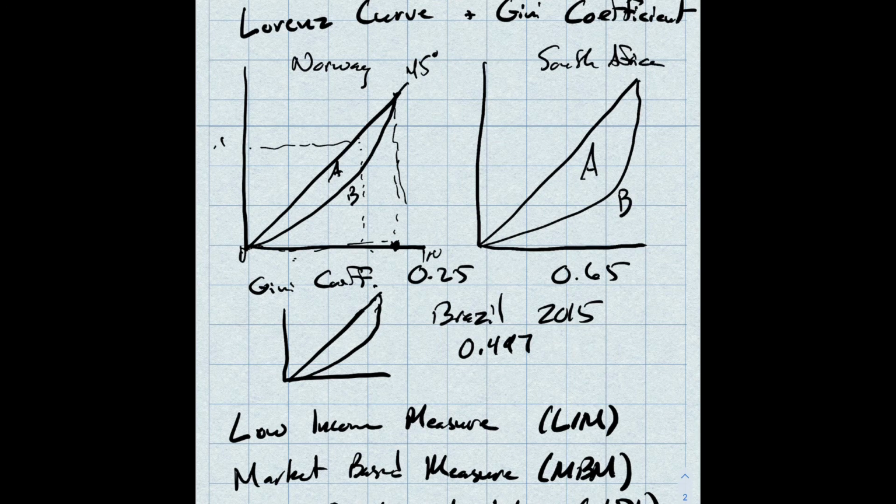So in terms of numbers, what they do is they take the area of A divided by the area of A plus B, and they come up with a number. So in the case of it being exactly even with the 45 degree line, A would be 0, therefore you'd get a coefficient of 0, and you'd have perfect distribution. The other one, if it's down here, you'd get no B, so you'd get 1. And so 100, that would mean one person has all the money.